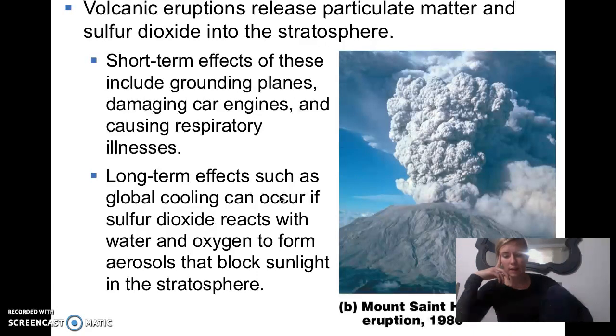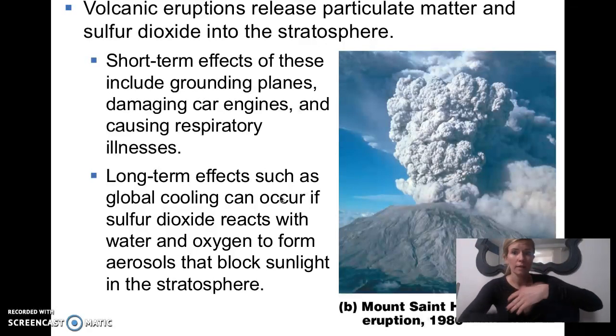So short-term effects of volcanoes include grounding planes, damaging car engines, and causing respiratory illness. And long-term effects such as global cooling can occur if sulfur dioxide reacts with water and oxygen to form aerosols that block sunlight in the stratosphere. So there was an eruption, I don't have it written down, but that actually cooled the whole planet by like 5 degrees one year because it blocked so much sunlight from getting down below it. In 2012, a volcano called Popocatépetl, whatever it is, erupted right outside of Mexico City, which added to the region's pollution challenges. So there are volcanoes erupting and they are causing negative effects to the air around them.